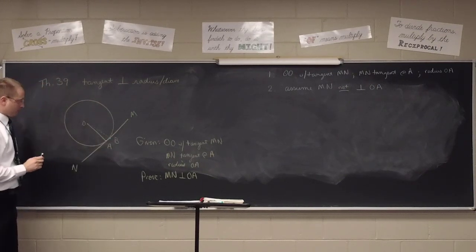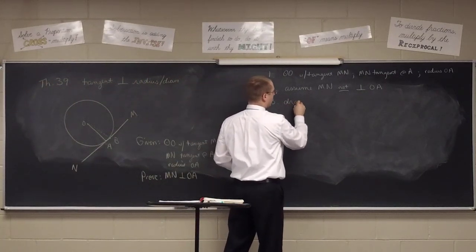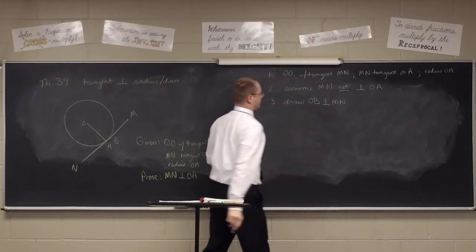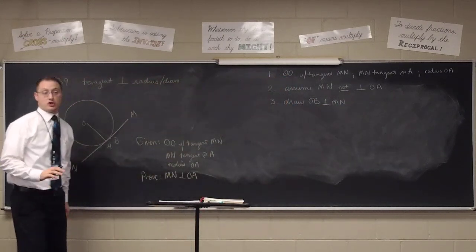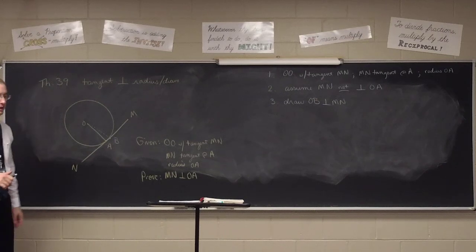OB. And let's go ahead and say number 3, draw OB perpendicular to MN. Since OA we are assuming not perpendicular, then we should be able to draw another line that is. So let's draw OB. So it's perpendicular to MN.